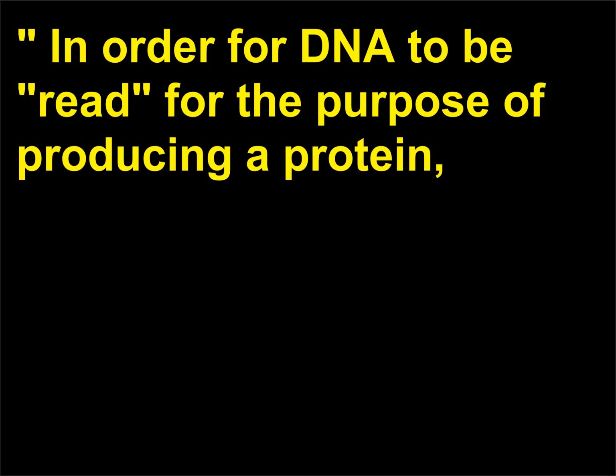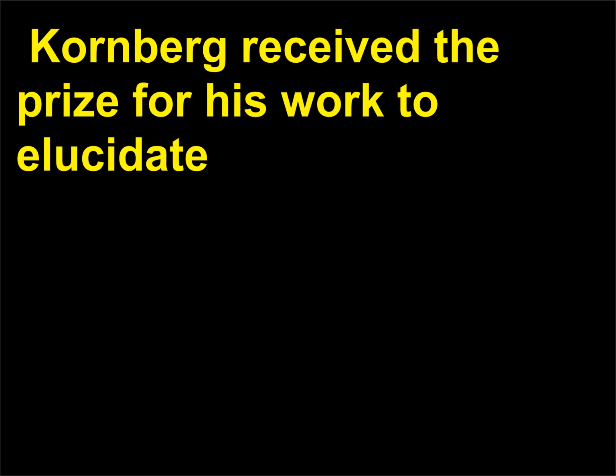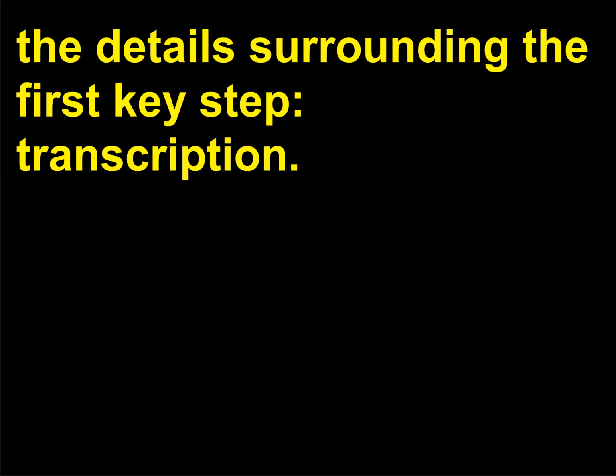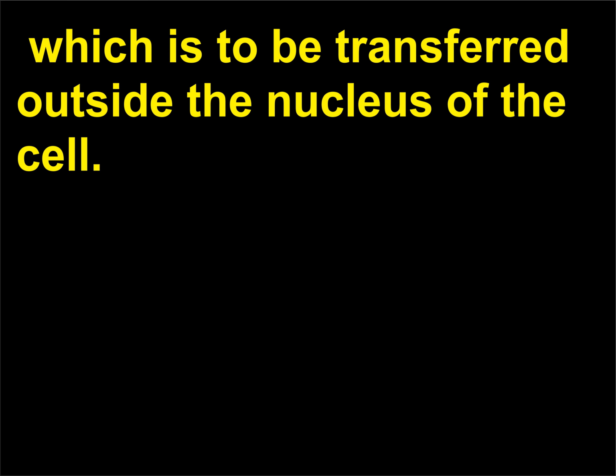In order for DNA to be read for the purpose of producing a protein, there are a couple of key steps that must take place. Kornberg received the prize for his work to elucidate the details surrounding the first key step, transcription. Transcription involves making a copy of the DNA, which is to be transferred outside the nucleus of the cell.